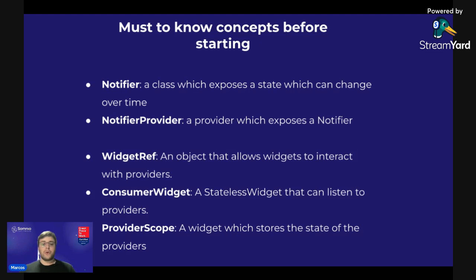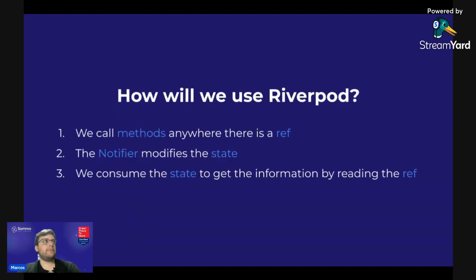Then we have the ConsumerWidget. This is a stateless widget that can listen to providers. And finally, the ProviderScope. This is a widget that will store the state of every provider provided behind this widget. So this is how we will use Riverpod. We are calling anywhere there is a ref, then the notifier will change the state, and last, we consume the state to get information by reading the ref.